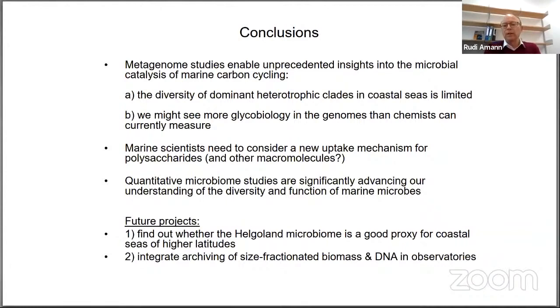First of all, we need to find out whether the Helgoland microbiome is a good proxy for coastal seas of higher latitudes, so of the temperate and polar situation, because the blue oceans are certainly quite different. Blue oceans meaning tropical, subtropical ones. We also need to integrate that type of research: getting fractionated biomass, isolating DNA, doing a lot of, I would say, comparative 16S sequencing and metagenomic sequencing into the observatories, because global change will impact the way bacterioplankton and phytoplankton are interacting.